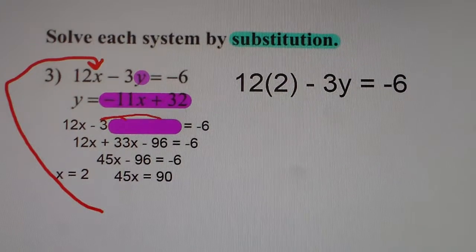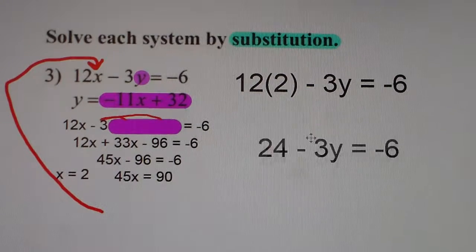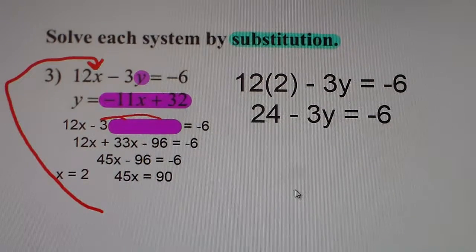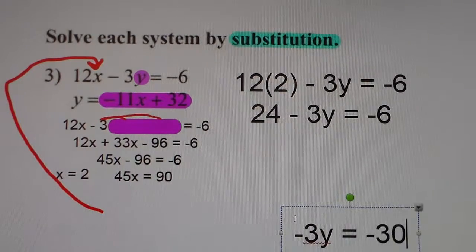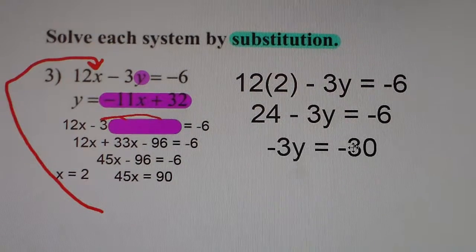12 times 2 is 24. Minus 3y equals negative 6. So all I did next was multiply 12 times 2, and I get 24 minus 3y equals negative 6. Subtract 24 from both sides, which will get us negative 30. So you're going to have negative 3y equals negative 30. Divide both sides by negative 3, and you're going to get y equals 10.